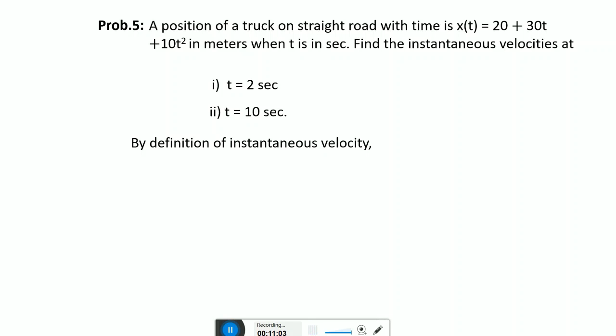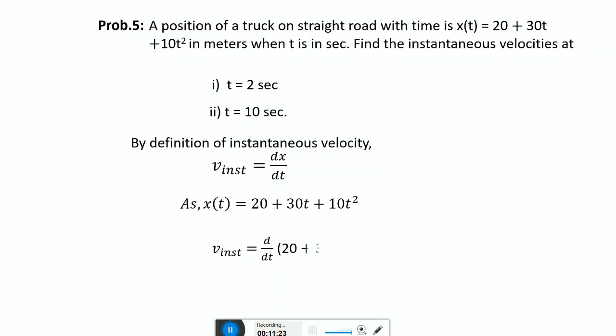By the definition of instantaneous velocity, which is equal to the rate of change of displacement, that is equal to dx by dt. As we know value of x, so putting value of x in above equation, we get instantaneous velocity is equal to d by dt of 20 plus 30t plus 10t square. Take derivative of x with respect to t, we get derivative of 20 is 0, derivative of 30t is 30, and derivative of 10t square is 20t.